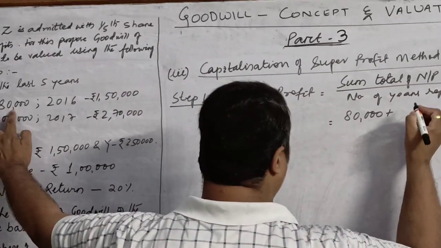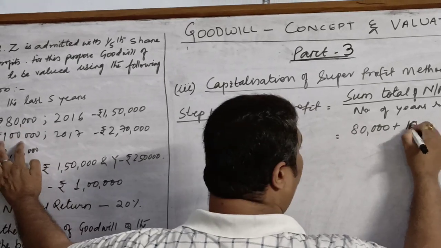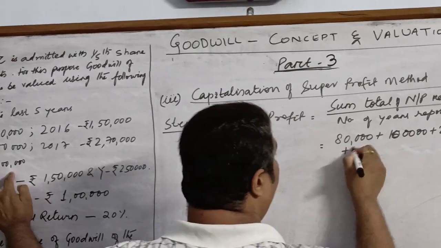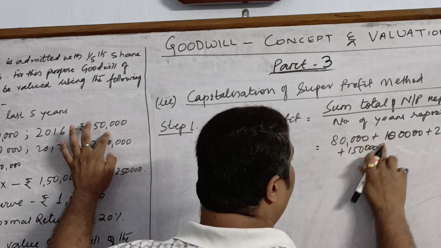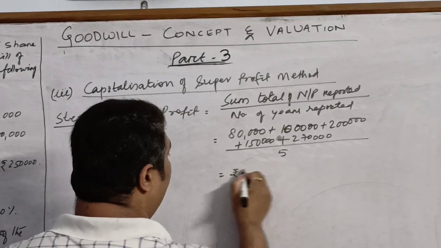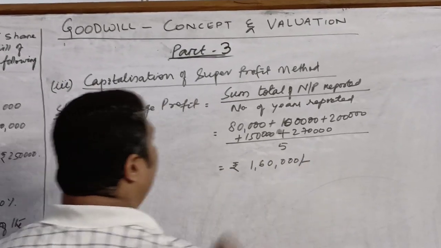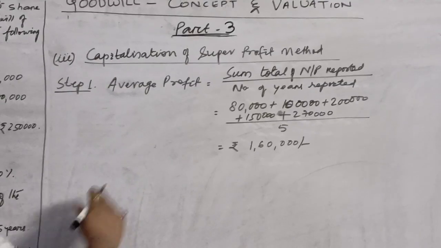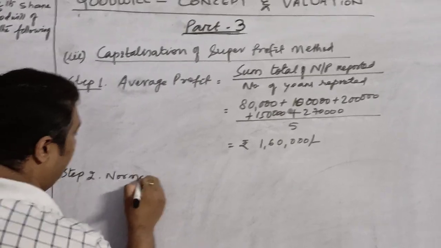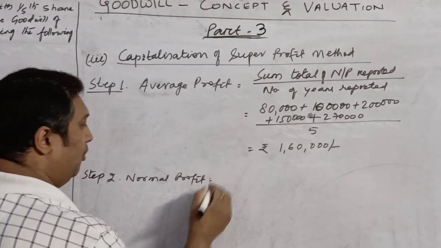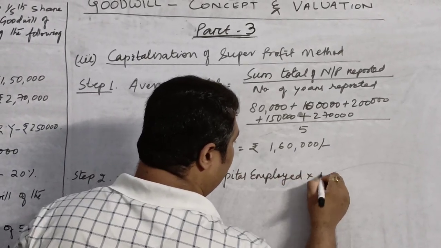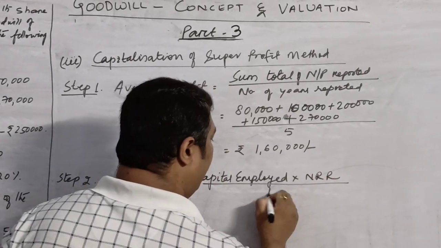Rupees 80,000 for the first year, rupees 1 lakh for the second year, rupees 2 lakhs for the third year, rupees 1,50,000 for the 4th year and rupees 2,70,000 for the 5th year, divided by 5, gives rupees 1,60,000 as we had calculated in the previous method. So this is my average profit. Second step is to find out the normal profit. In order to find out the normal profit, the formula is capital employed into normal rate of return by 100.